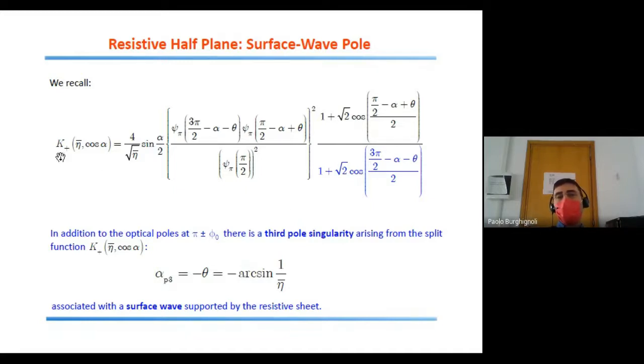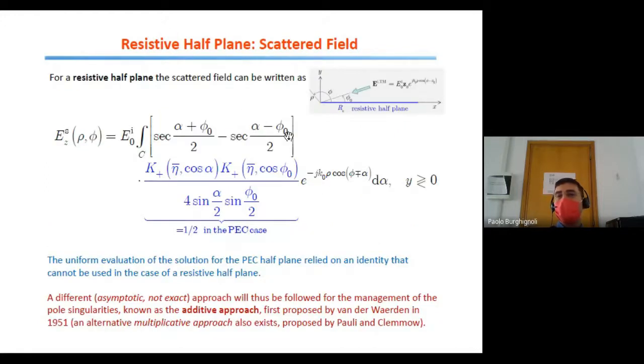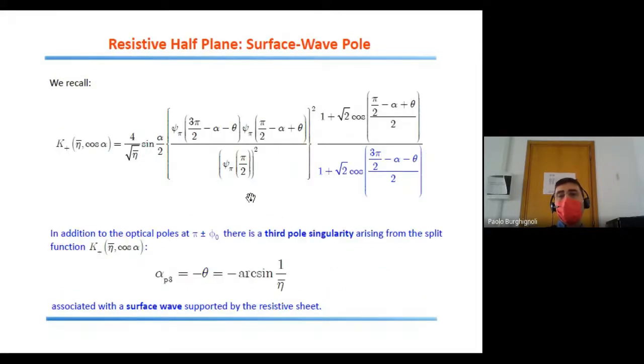Now, recall that the upper split function has this complicated expression here in terms of the Maliuzhinets functions, psi sub pi. But in particular, I have rewritten it here in order to make it clear that we have an additional term here in the denominator, this blue term, that is the cause of the appearance of a third pole singularity that is present also in this case, and it comes from the second functions, also part of the integral, which corresponds physically to the excitation of a surface wave. That is a surface wave that is supported by our resistive sheet.